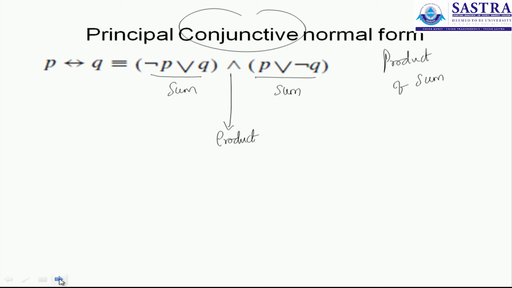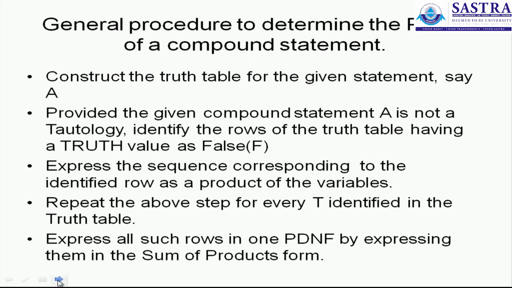So this thing is easy because that's how a biconditional works. But how do you write down a general procedure? This is how you write down a general procedure. We construct the truth table as in the PDNF. Provided the given statement is not a tautology, we'll identify those rows which give F as a truth value.